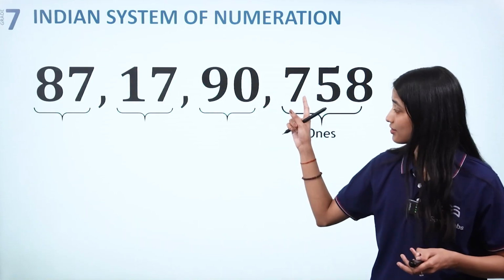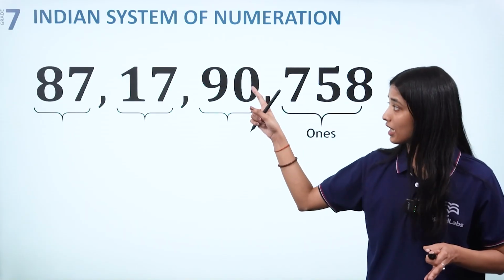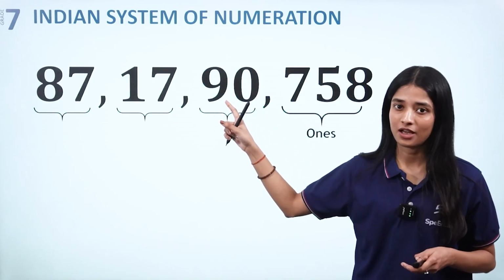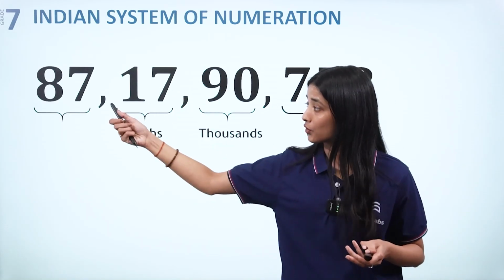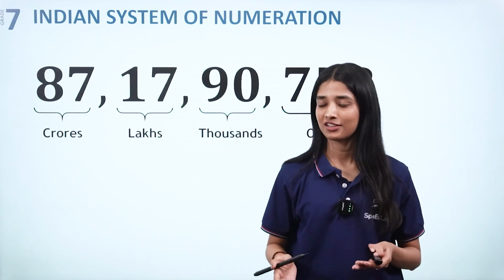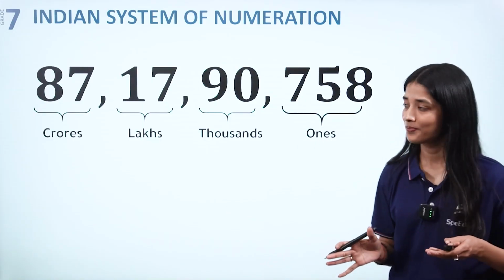Then for this till 100 we have done, right? Then 1000 and 10,000, we have the period thousands. Then for this lakh and 10 lakh, the period is lakhs. For crore and 10 crore, the period is what? The period is crores. Okay.